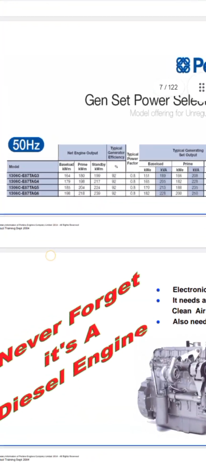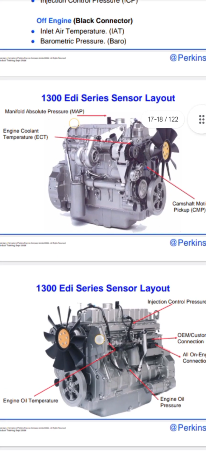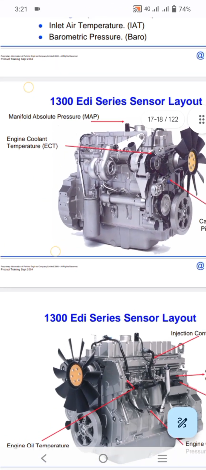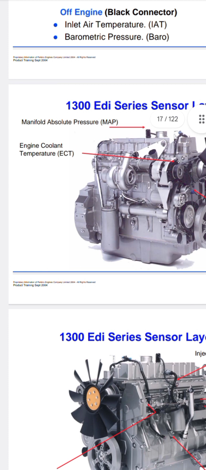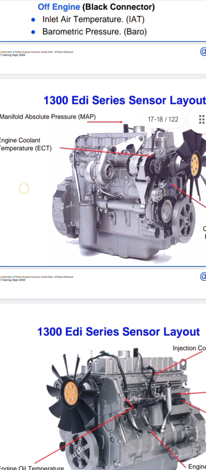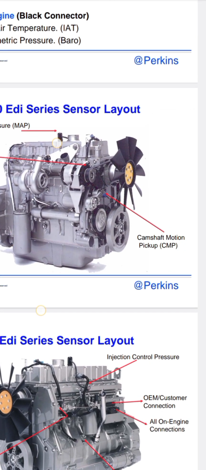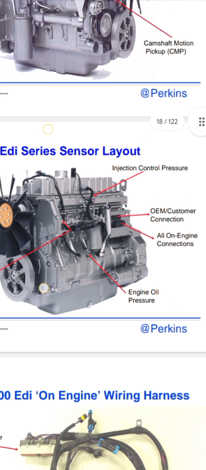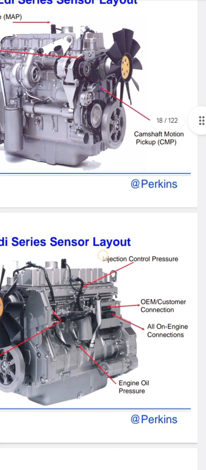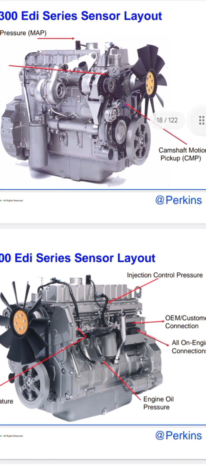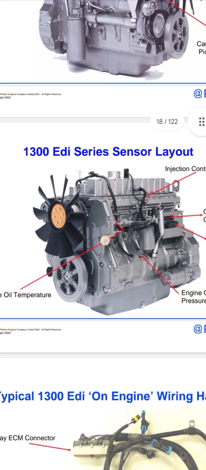Before that, I will briefly introduce this engine: the model, how it works, and what the sensor locations are. First of all, this is our 1300 EDI series Perkins engine. You can see the sensor locations here. First is the camshaft position sensor, and after that the engine oil temperature sensor, injection control pressure sensor, the OEM customer connector, and this is our ACM. Look at that, I have zoomed in a little. You can see this is the engine oil temperature sensor.